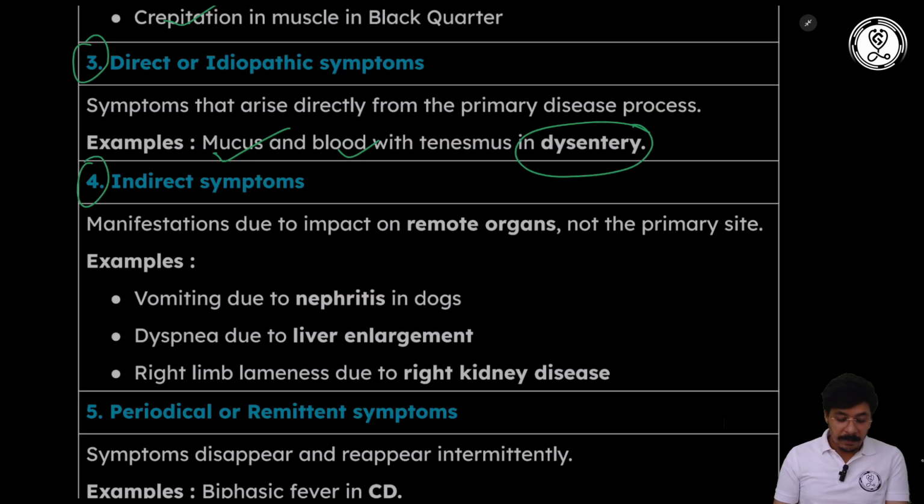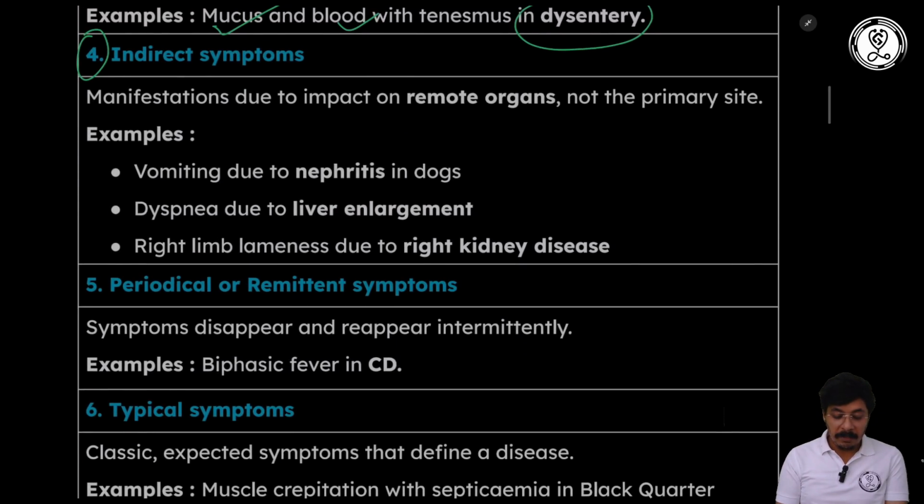Coming to the next, that is indirect symptoms. Here the manifestations are due to impact on the remote organs, not on the primary site. Example, vomition due to nephritis, dyspnea due to liver enlargement, right limb lameness due to right kidney disease. So basically whenever we are talking about indirect symptoms, the manifestations are on the remote organ but not on the primary site involved.